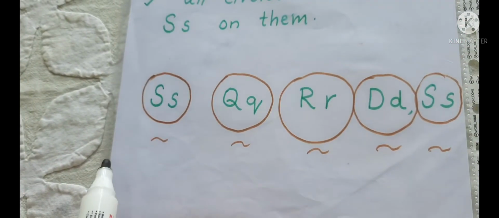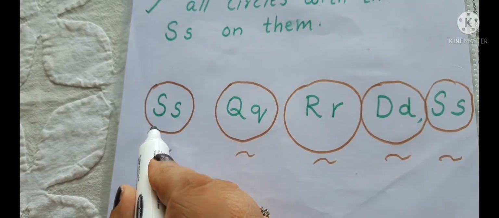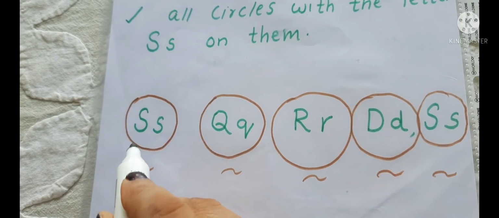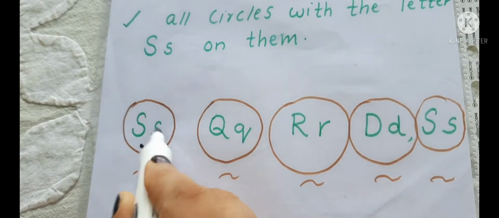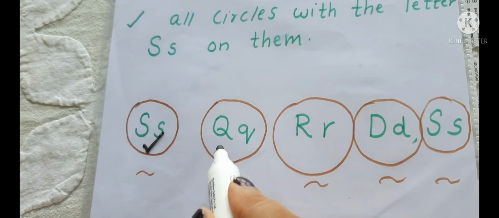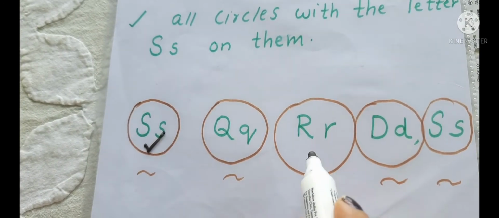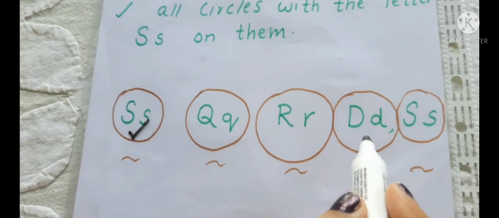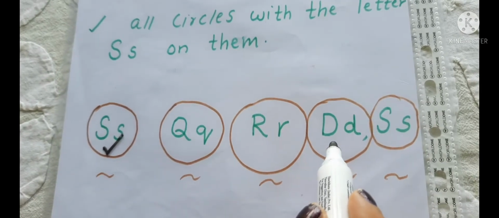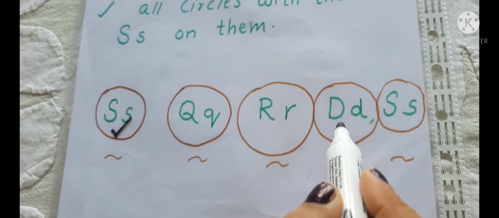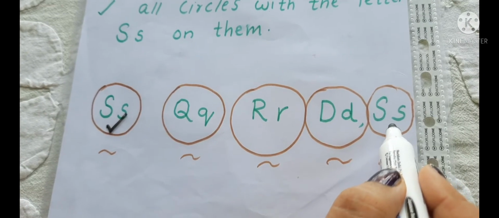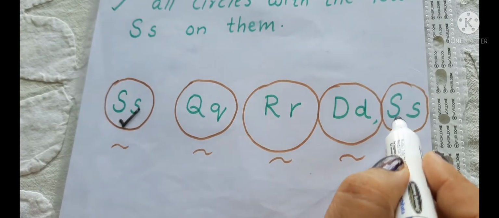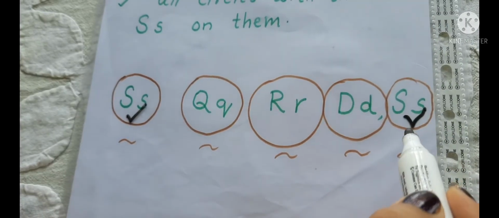Next question. Tick all circles with the letter S on them. What's written here? Can you identify this letter? Yes, tick it. What's this? Q. What's this? R. What's this? Say loudly. D. Yes, well done. Tick it. Correct.